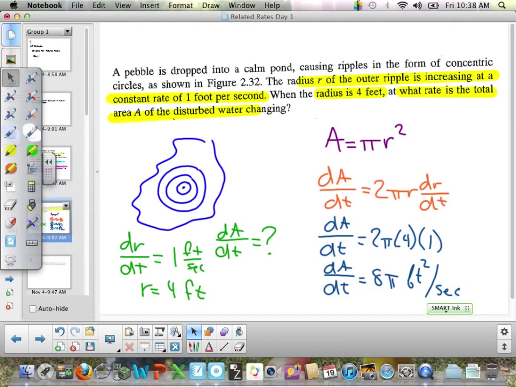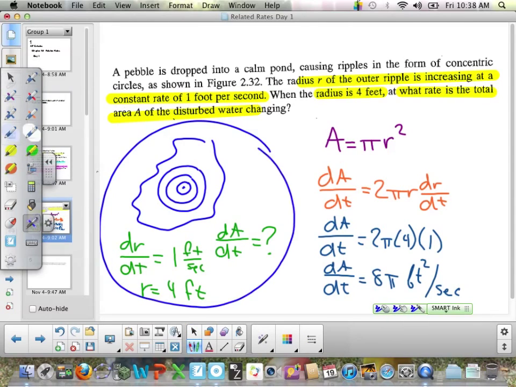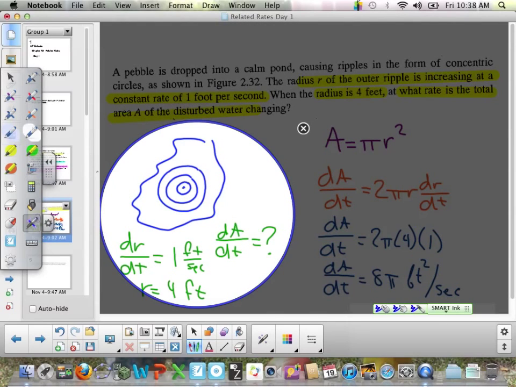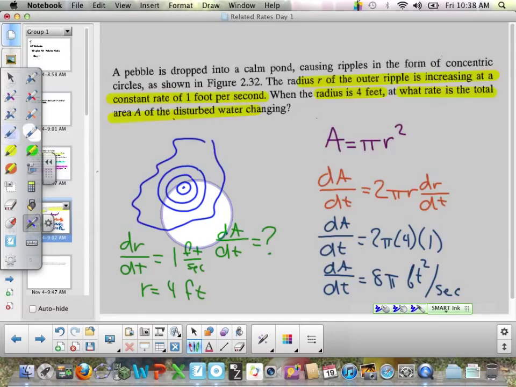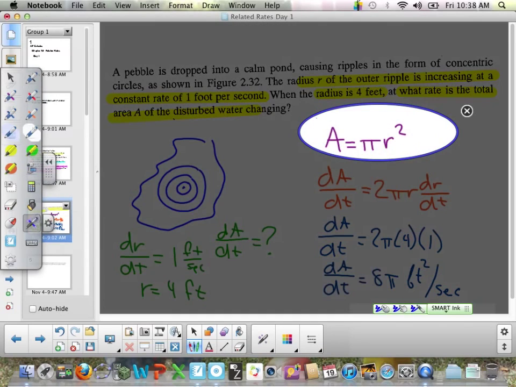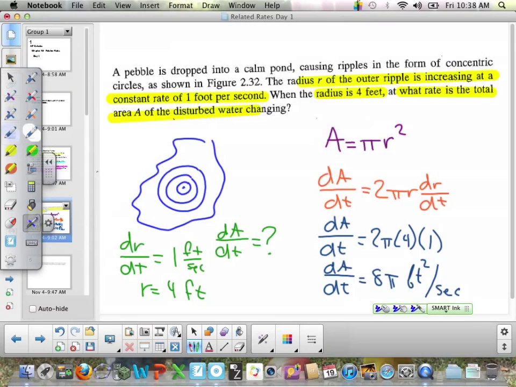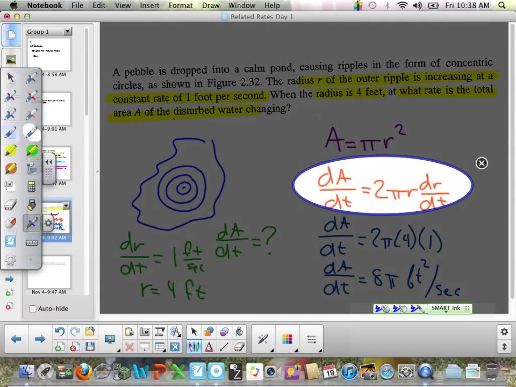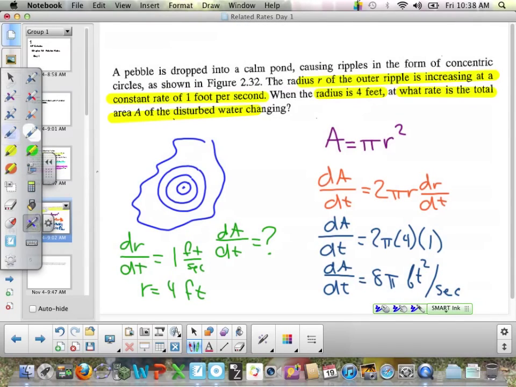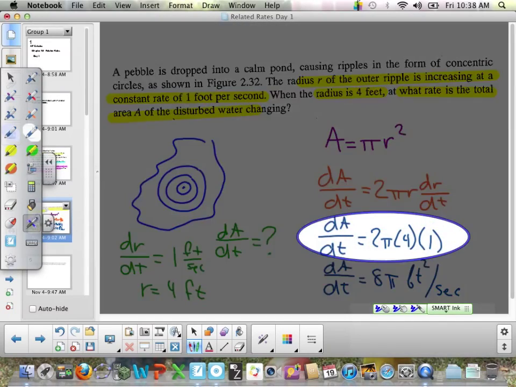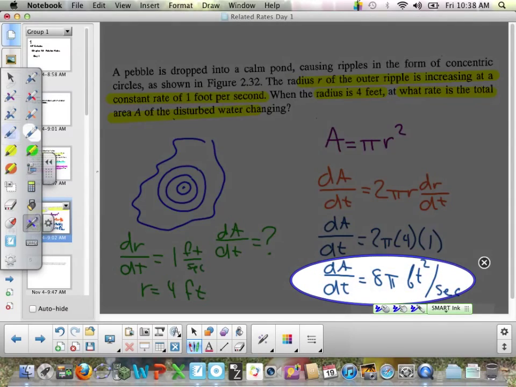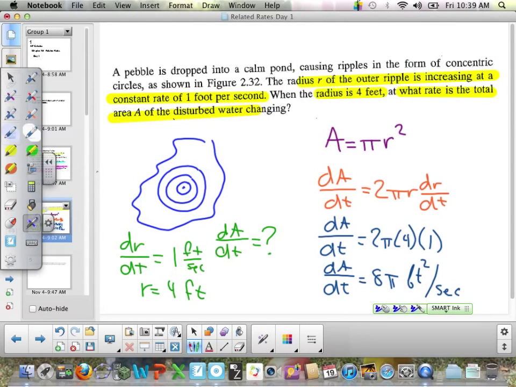You're going to draw your picture, what you know, what you don't know. That's all right here. Draw your picture, state what you know and what you don't know. Write your equation involving what you know and what you don't know. Take your derivative and then do a plug and chug with the information you have so that you can solve for what you're looking for. All right, let's look at another problem.